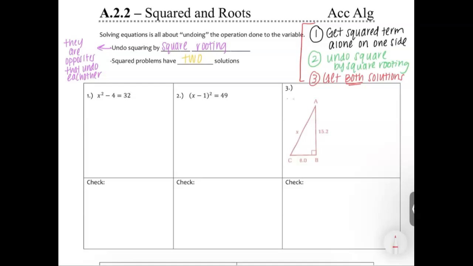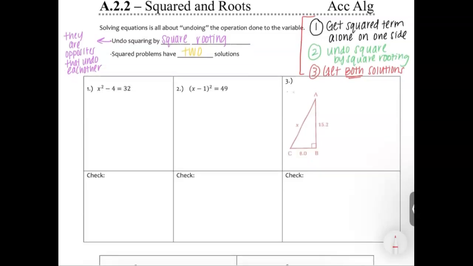We're going to learn that you undo squaring by square rooting. If you look at this note over here, they are opposites of each other. They undo. So you undo squaring by square rooting. And actually, when you have an exponent of 2 or squared in a problem, you have two solutions.